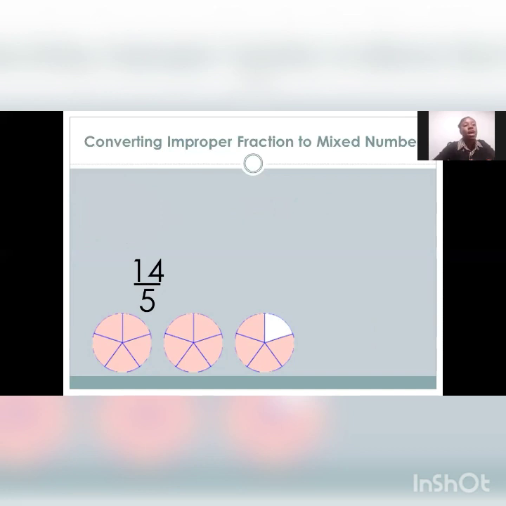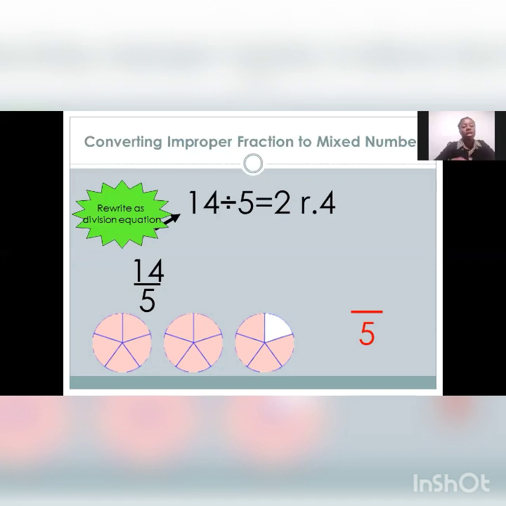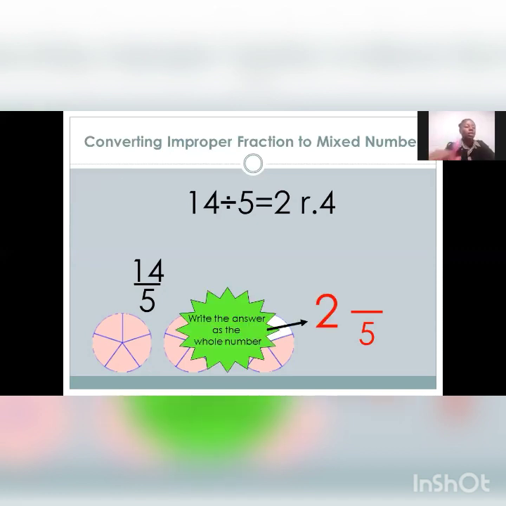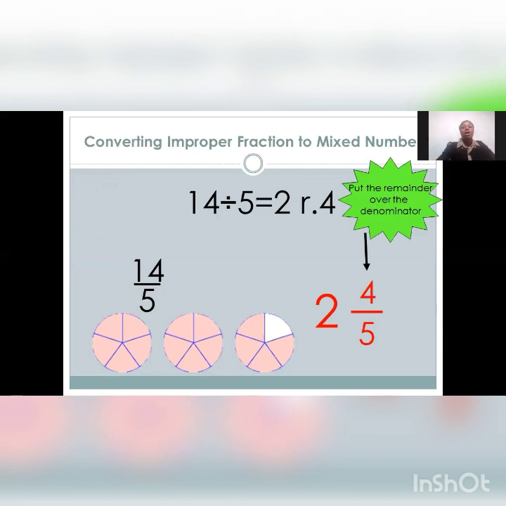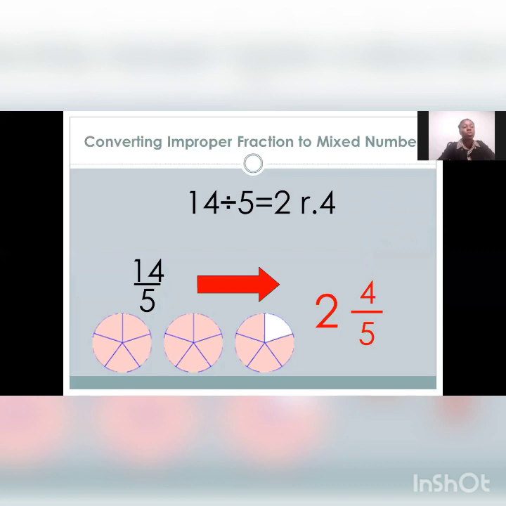14 over 5. We're going to write that as a division equation. We see that 5 goes into 14 twice, with a remainder of 4. So we take our 2, put it in the whole number spot, and take our 4 and put it over our denominator, showing us that 14 over 5 can be converted into 2 and 4 over 5, which is our mixed number.